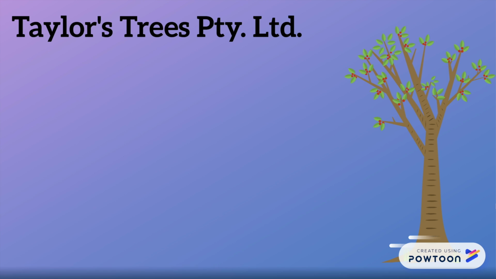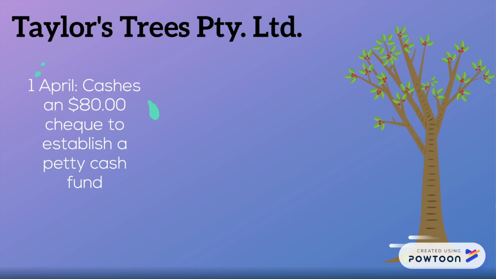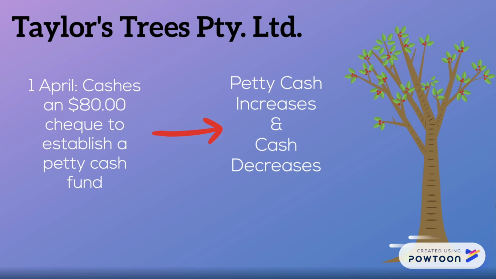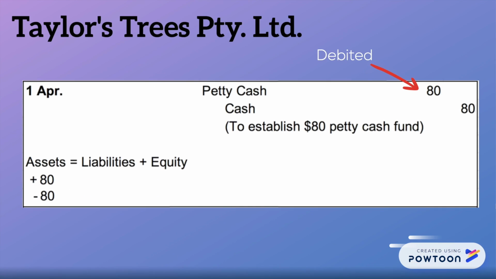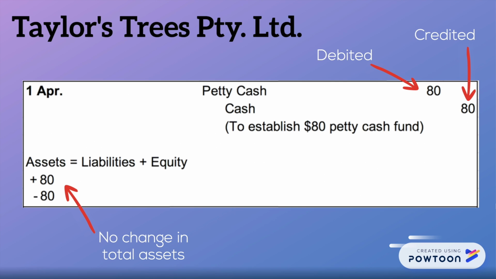To demonstrate this, let's look at Taylor's Trees. On April 1st, Taylor's Trees establishes a petty cash fund by cashing an $80 check. This results in an increase in petty cash and a decrease in cash, shown in the following journal entry. Petty cash is debited and cash is credited with no change in assets as Taylor is yet to use the money.